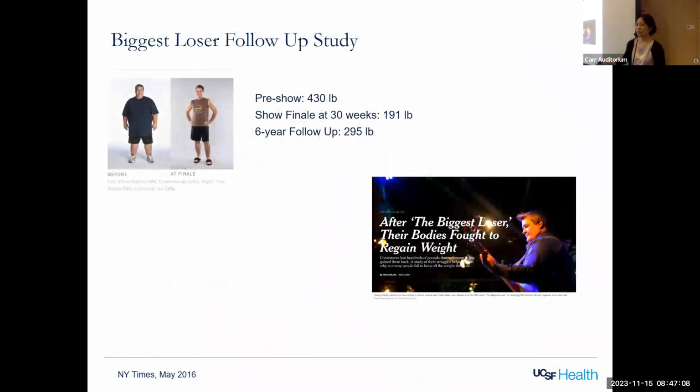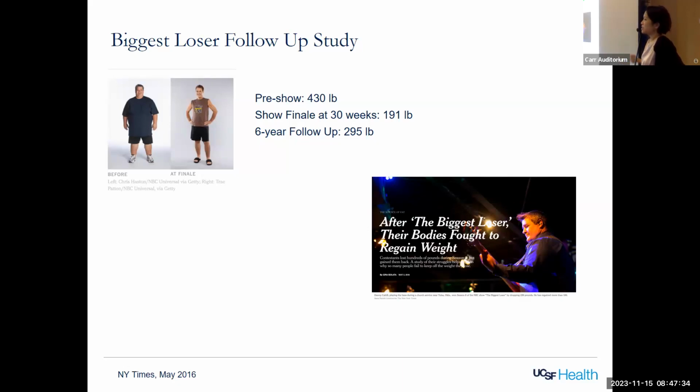Another issue with obesity, which makes it a tough condition, is the body's response to attempted weight loss. So I like to show this study, which is the Biggest Loser follow-up study. The Biggest Loser is a competition. You guys are maybe old enough to know this show, but it's a show that basically had people who wanted to lose a tremendous amount of weight over a very short period of time with extreme dieting measures.